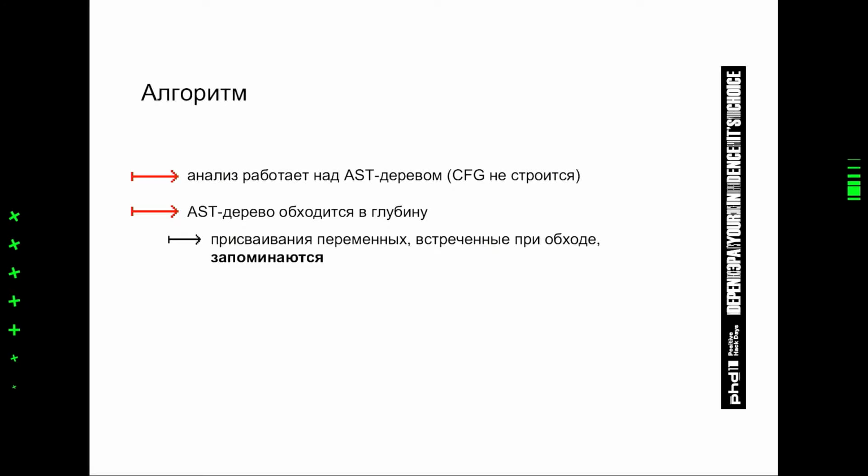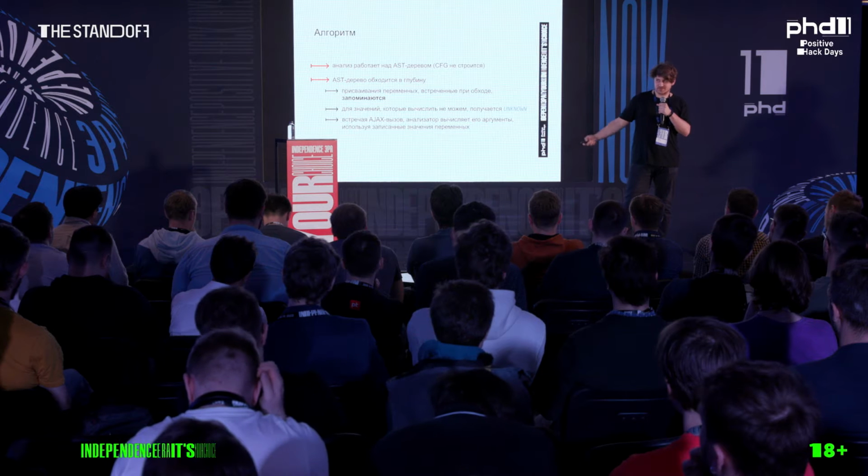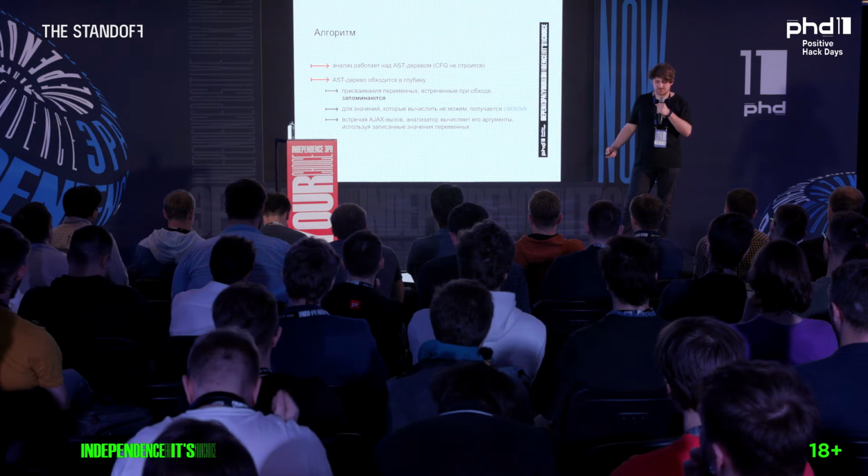So, how does our algorithm work? It works on AST trees; we don't use a CFG at all. The tree is traversed in depth, and we remember all the variables and their values. If the analyzer is incapable of identifying a variable, it gets a specific value called unknown. When you encounter a special request like Ajax, etc., the analyzer tries to calculate the arguments of that function.